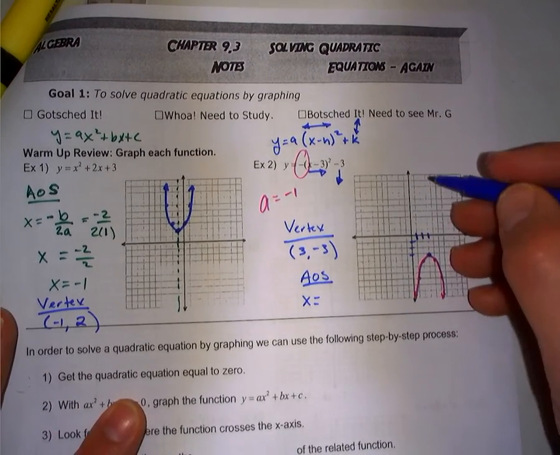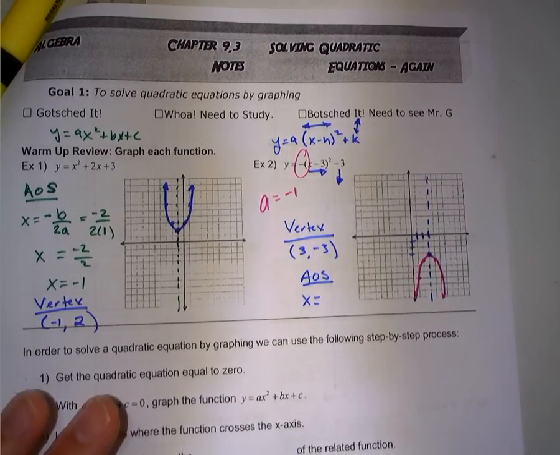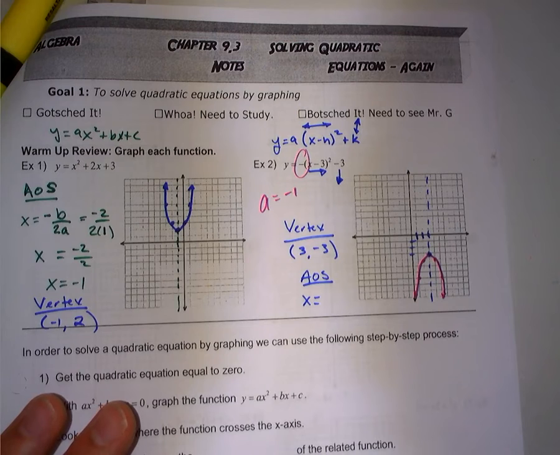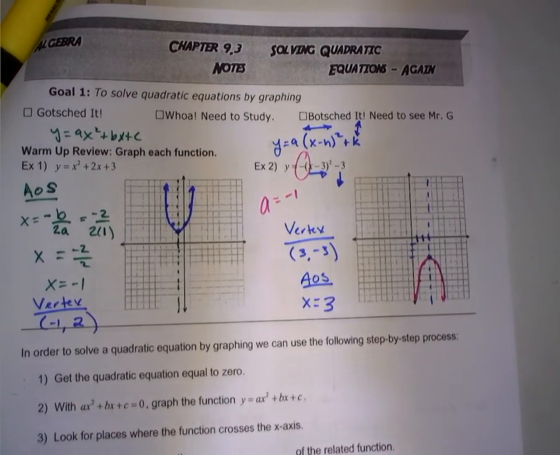What's this line right here? X equals? Are you going to the answer? Yeah, Ivan's given 3. There's that axis of symmetry. X equals 3.